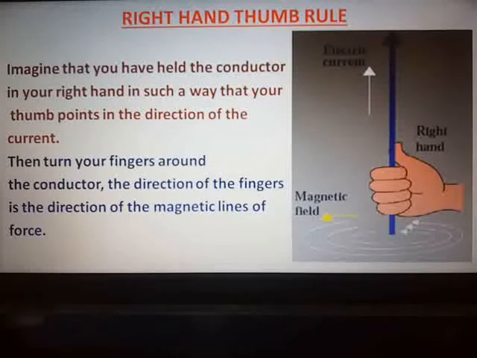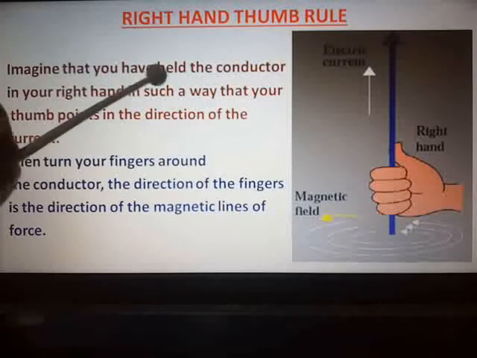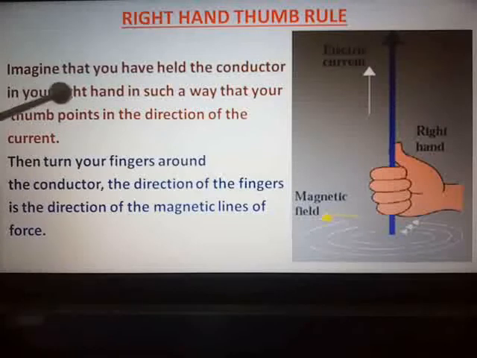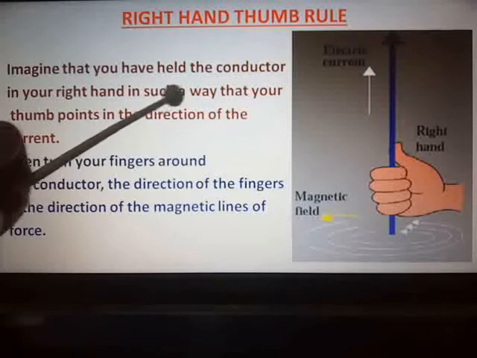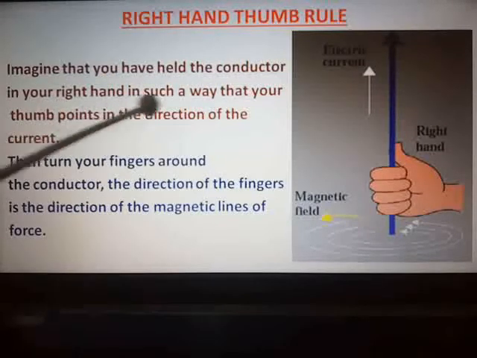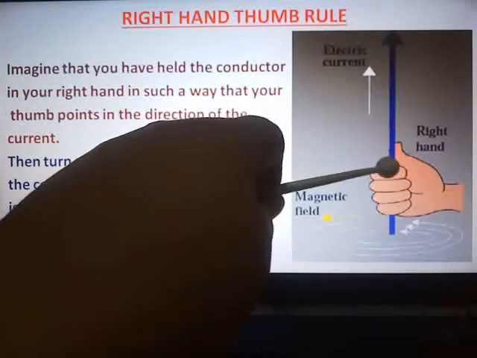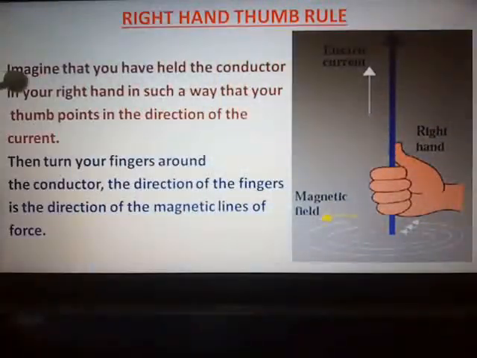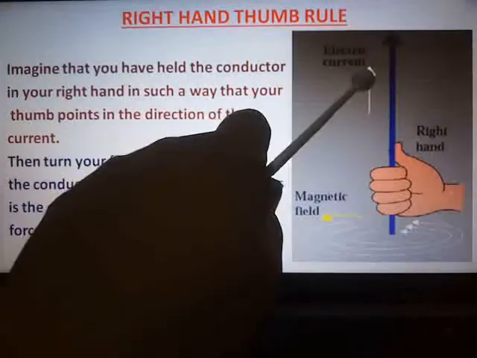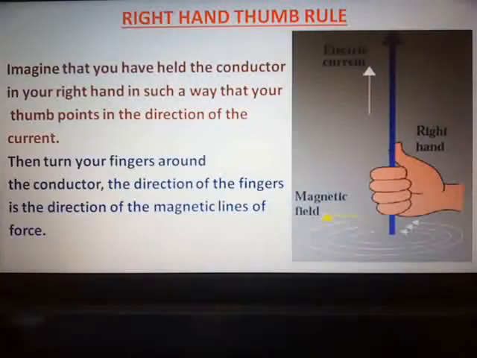Here, in the right hand thumb rule, in the beginning only you can see the word imagine is there. Imagine that you have held the conductor in your right hand in such a way that your thumb points in the direction of the current. You can see this. Why have they used the word imagine? Because you have held the conductor, and conductor means the substance which allows the flow of current.